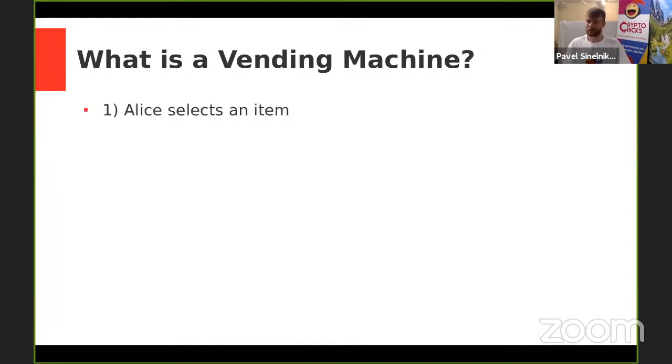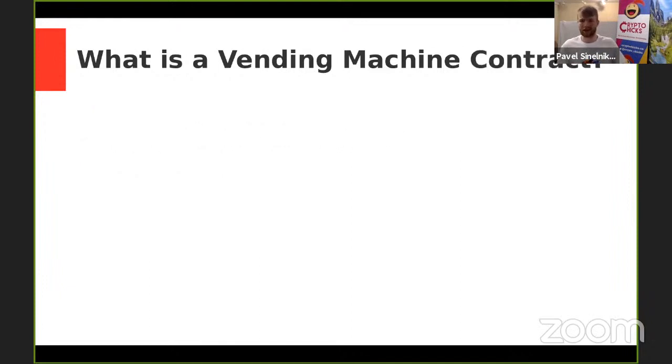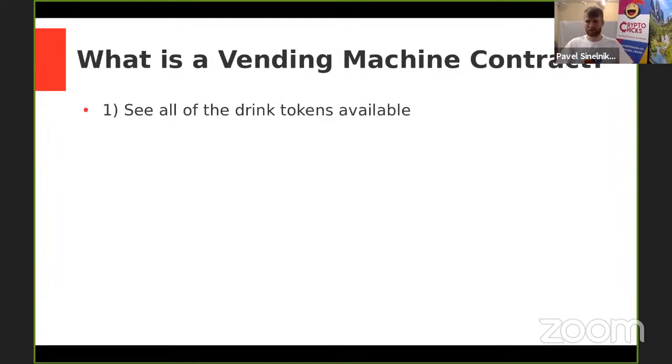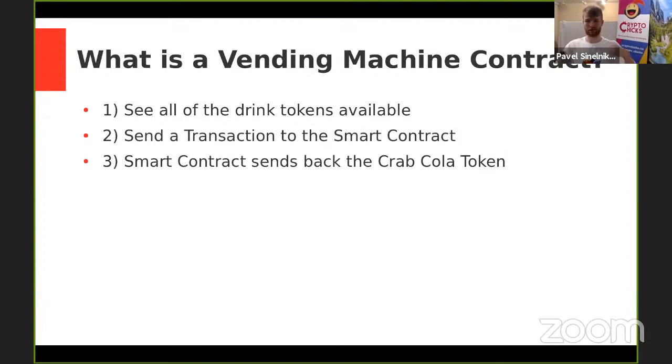So what is a vending machine? Well, first, Alice selects an item. Second, Alice puts money into the machine. And third, the Crab Cola is dispensed. Let's talk about a vending machine contract. We want to be able to see all the drink tokens available. We want to send a transaction to the smart contract and receive back a Crab Cola token.